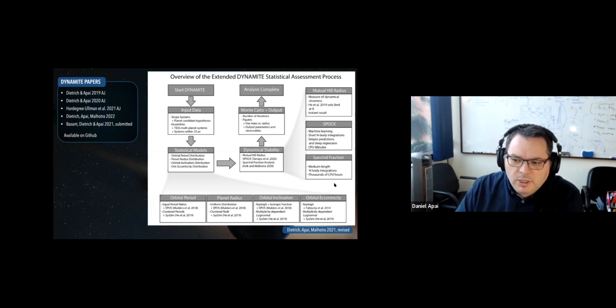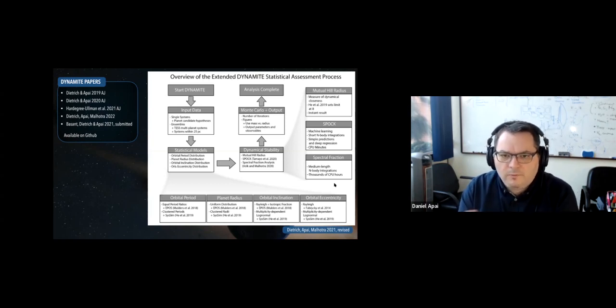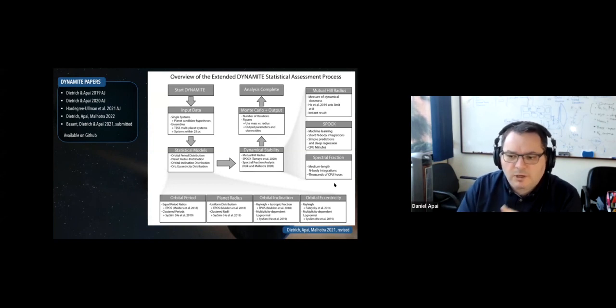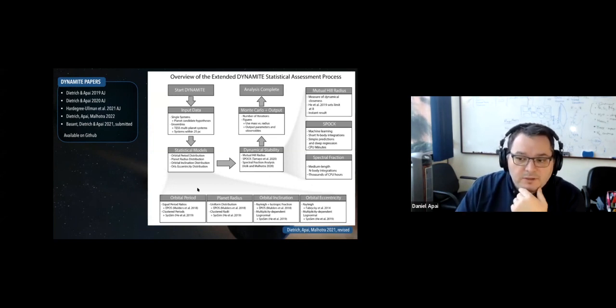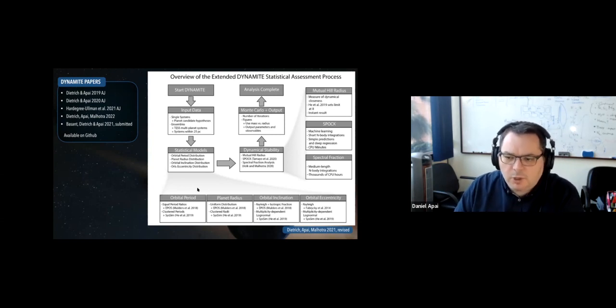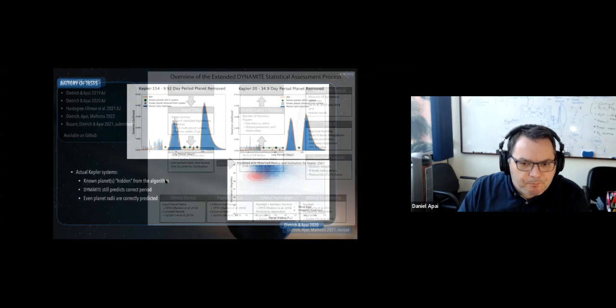And then, building on work by Walk and Malhotra, we can also use spectral fraction analysis based on medium length N-body integrations. This is probably the most accurate and reliable, but it also takes more time.